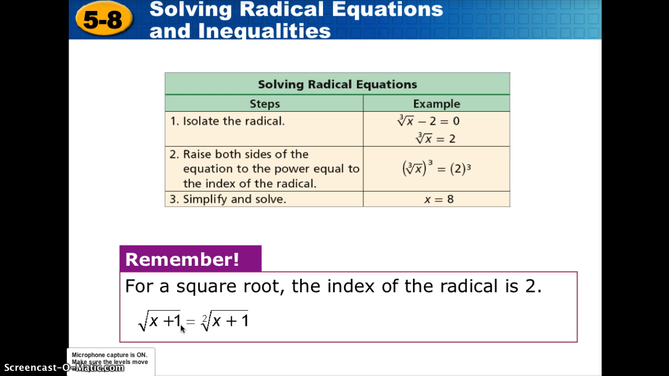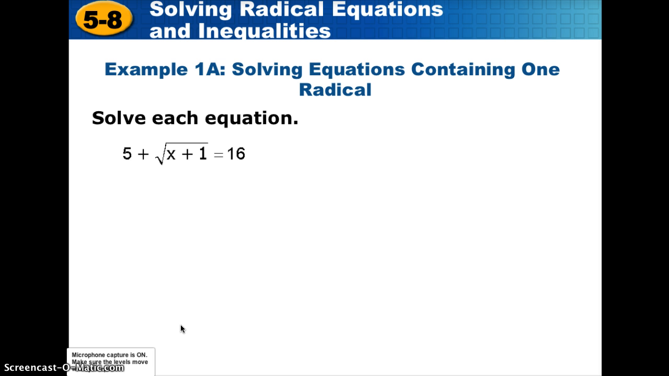Okay, and just a reminder, when you don't see the index, that means that the index is 2. So you're finding a square root. Okay, knowing what we now know about how to solve, the very first thing that we need to do to solve this equation is isolate the radical. That means the 5 goes over to the other side. And then we have the square root of x plus 1 is equal to 11.